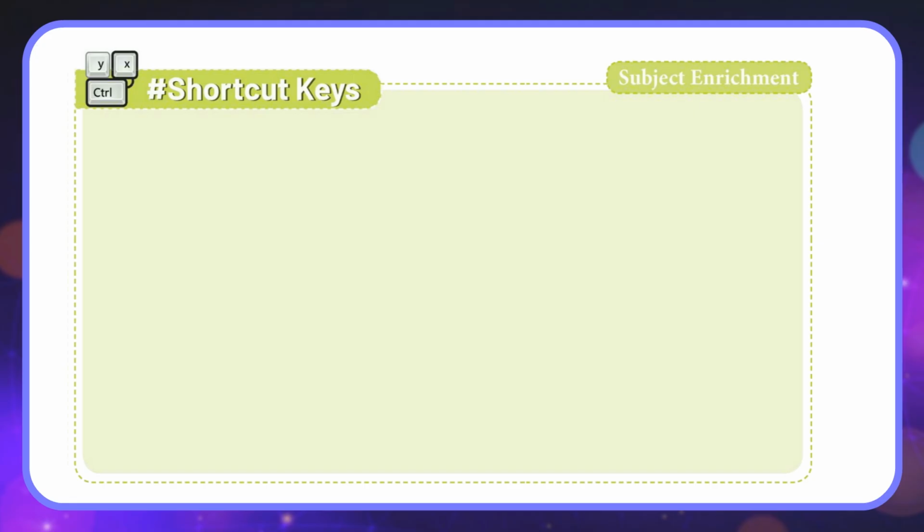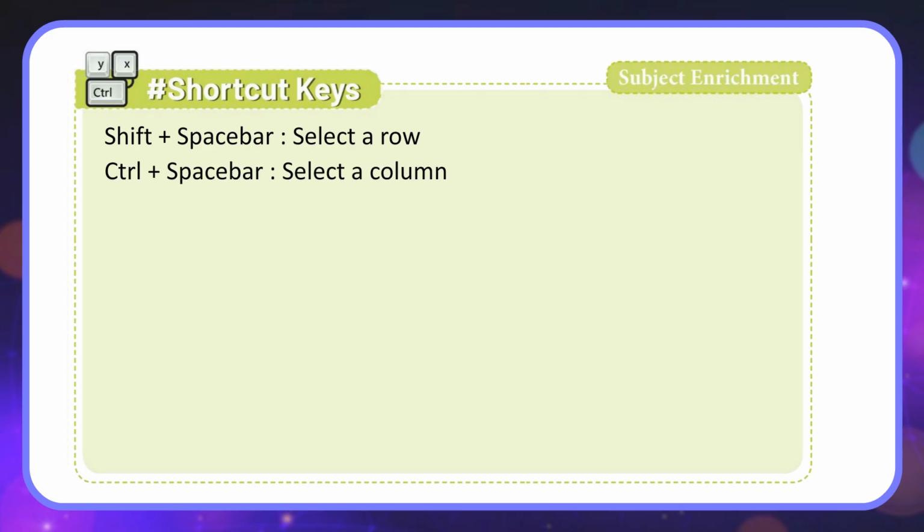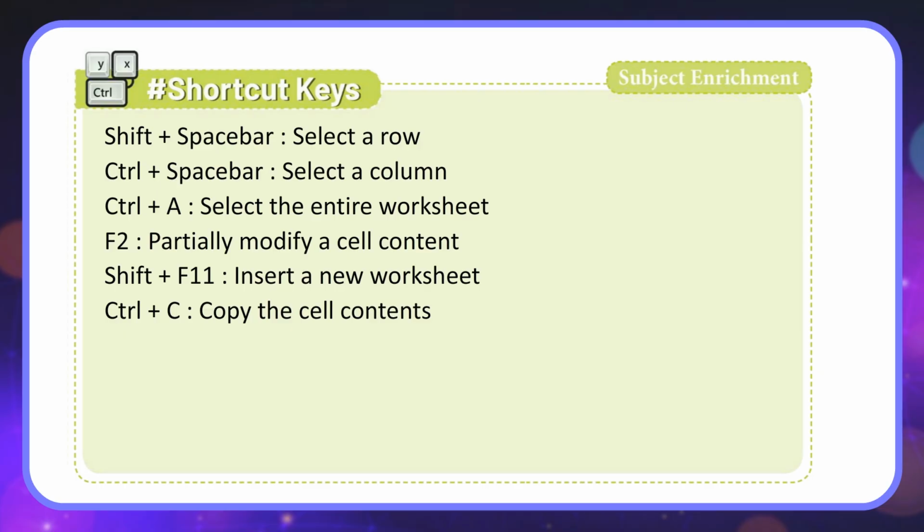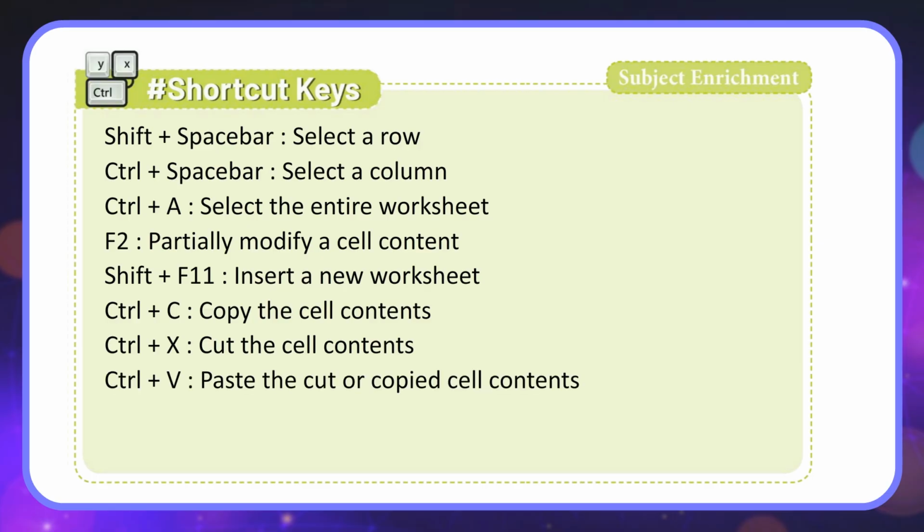Shortcut keys. Subject enrichment. Shift plus spacebar: select a row. Control plus spacebar: select a column. Control plus A: select the entire worksheet. F2: partially modify a cell content. Shift plus F11: insert a new worksheet. Control plus C: copy the cell contents. Control plus X: cut the cell contents. Control plus V: paste the cut or copied cell contents. Control plus Z: undo an action. Control plus Y: redo an action.